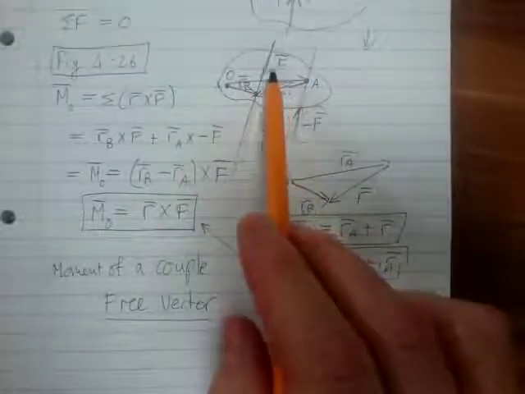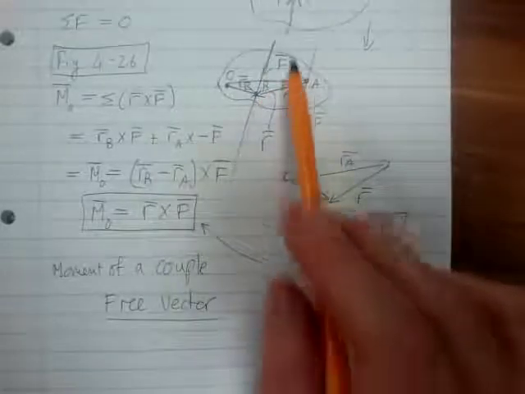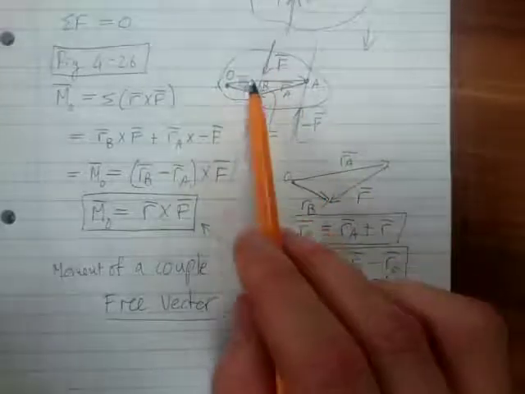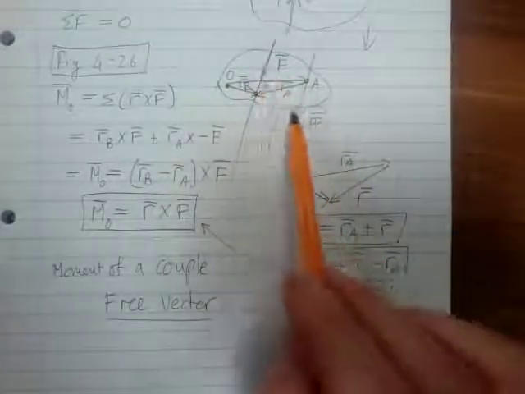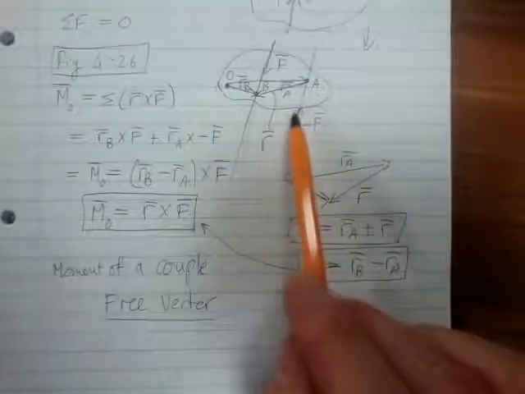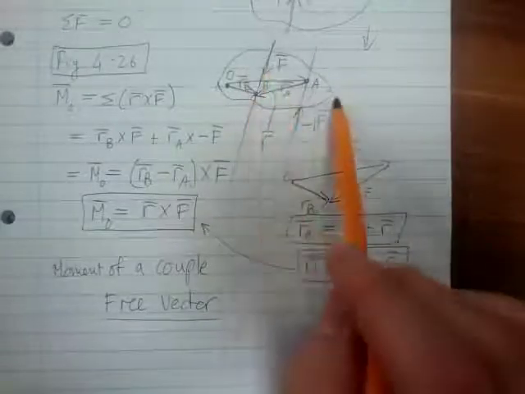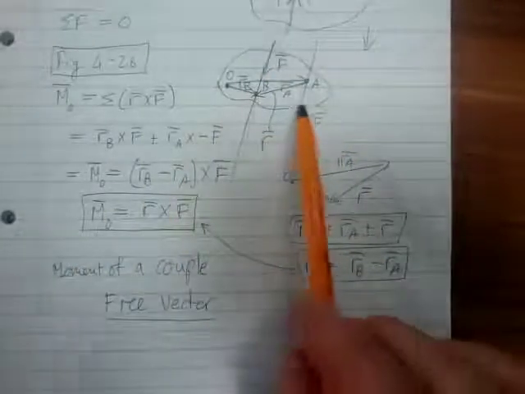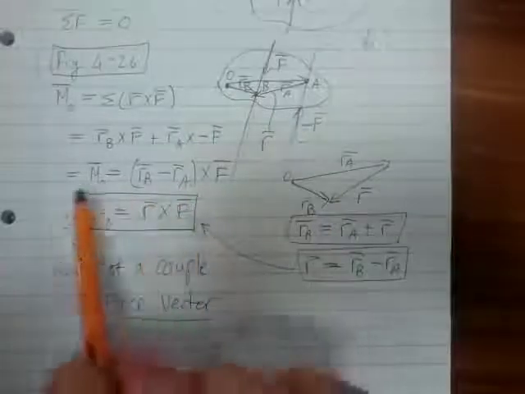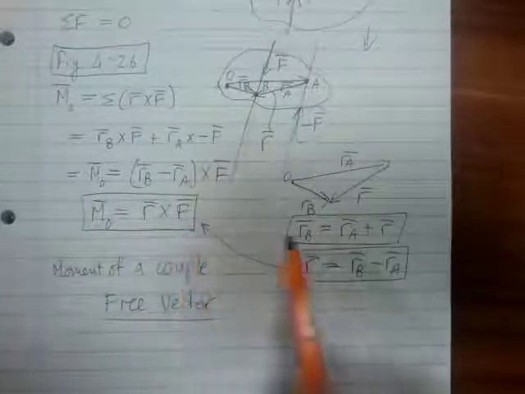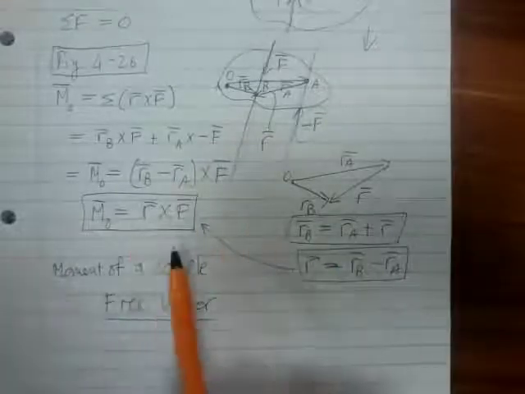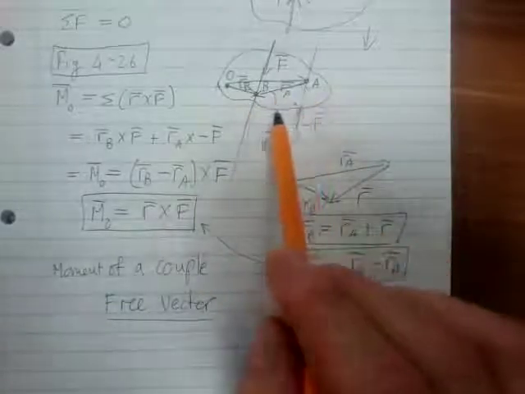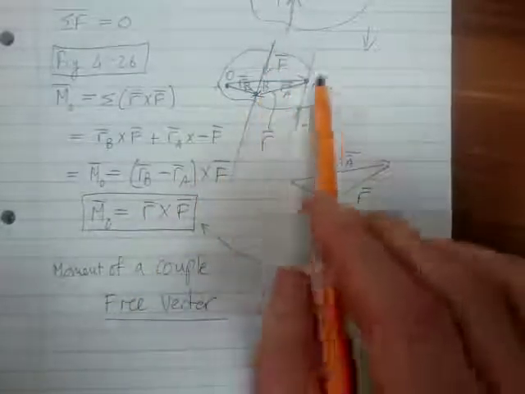If you take moments about any point of a couple, you take the moment of that force about a point, and you add the moment of the other force about the same point, that resultant moment will be exactly the same as if you take the moments of those forces about another point. Because all we end up requiring is not these RAs and RBs. All we end up requiring is a position vector. This is in vector form: a position vector between the two lines of action.